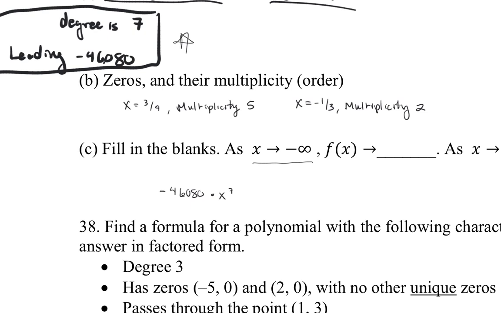So if we think about it as x goes to negative infinity, this part is going to go to negative infinity. So we'll have a negative number here times a negative number here. So f of x is going to trend to positive infinity.